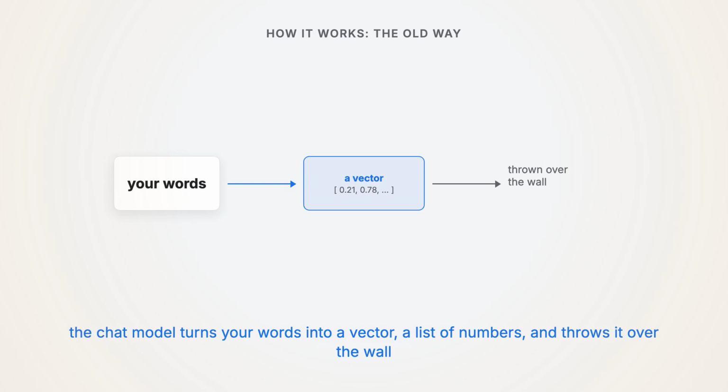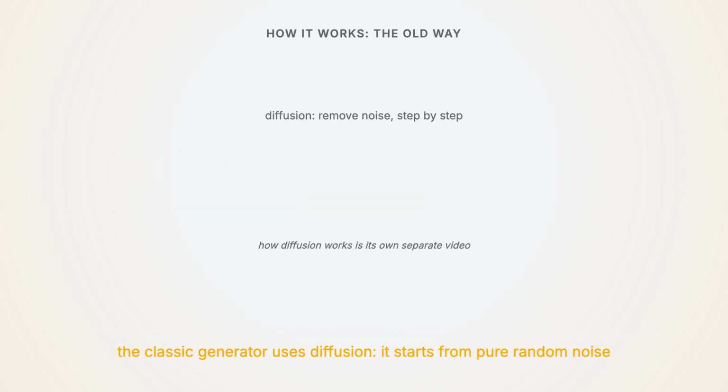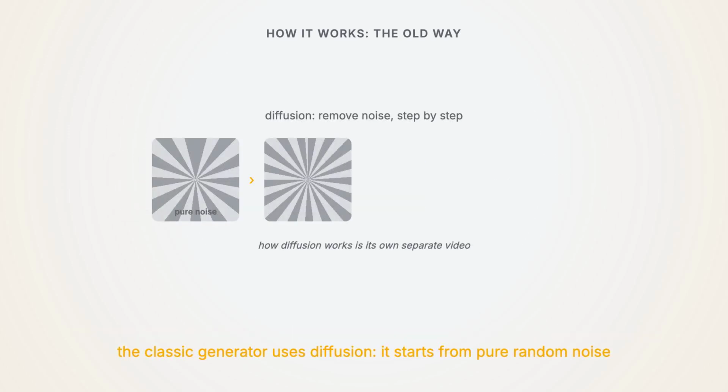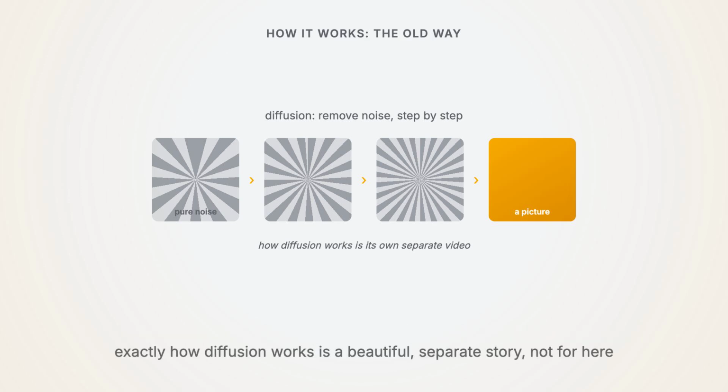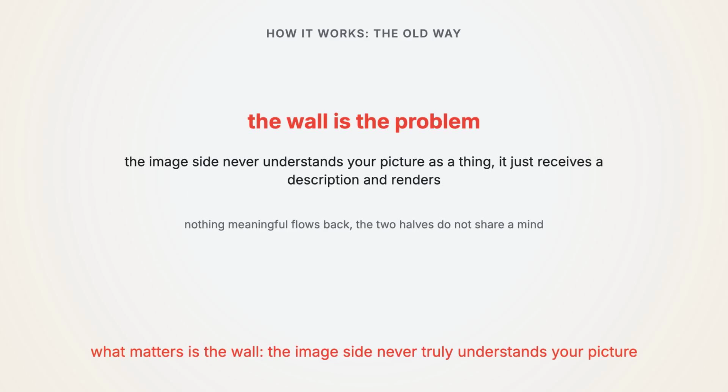On the other side, the classic image generator uses a process called diffusion. It starts from pure random noise, a field of static, and step by step removes the noise, sculpting it toward a picture that matches the vector. Exactly how diffusion turns static into a photograph is a beautiful story, and its own separate video, so we will not unpack it here. What matters is the wall. The image side never truly understands your picture as a thing. It just receives a description and renders. Nothing meaningful flows back. So real conversation, real consistency, real editing, all of it is hard, because the two halves do not share a mind.